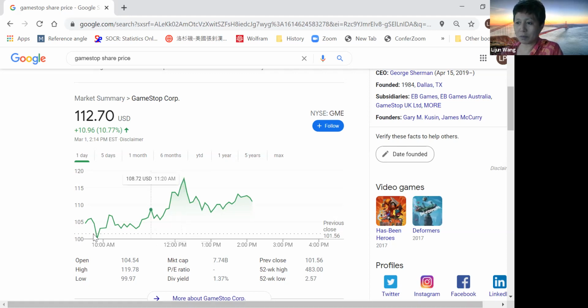Of course, this is just a little part of it, because I think the trading started at 9, isn't it? Does the trading start at 9 Eastern Standard Time?